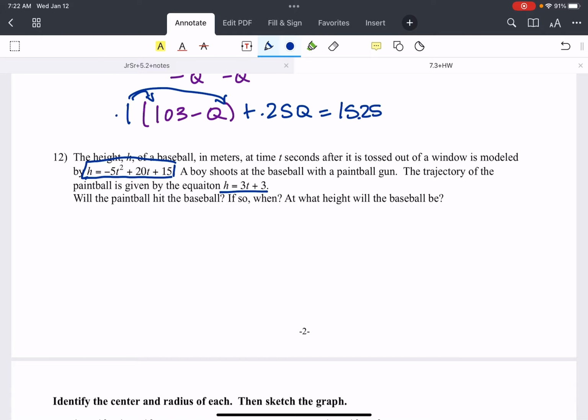Then a boy shoots at the baseball. Oh, it's a baseball. Sorry, guys. So the first equation is about a baseball. Then a boy shoots at the baseball with the paintball gun, and it gives you that equation right here. It wants to know if they're going to hit. So see how we have an H equals here and an H equals here. These are the ones where you set them equal to each other.